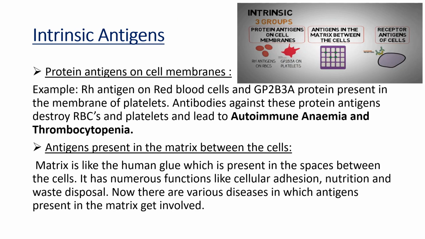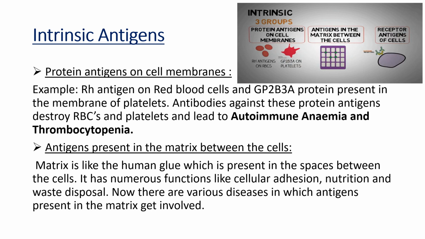Intrinsic antigens, protein antigens on the cell membranes. Example, Rh antigen on the red blood cells and GP2B3A protein present in the membrane of platelets. Antibodies against these protein antigens destroy RBCs and platelets and lead to autoimmune anemia and thrombocytopenia.